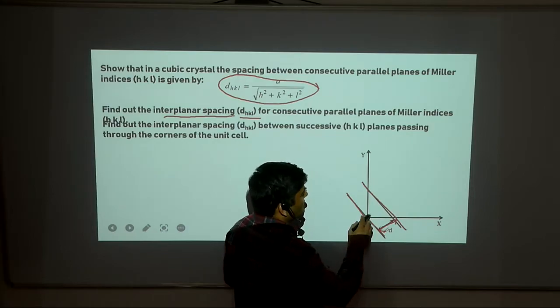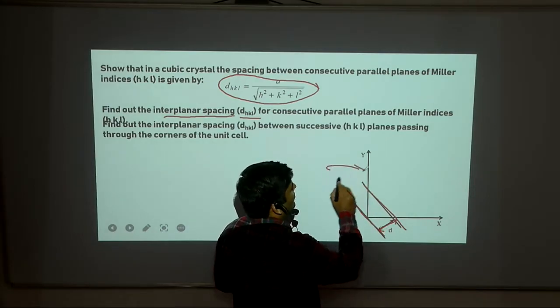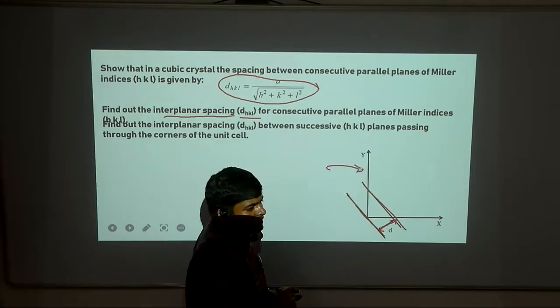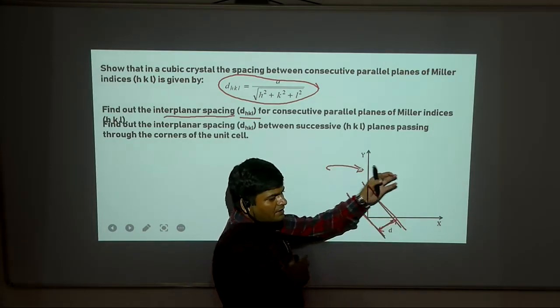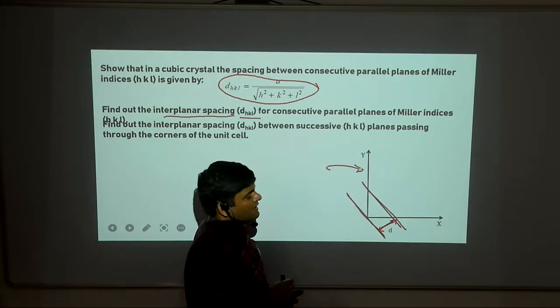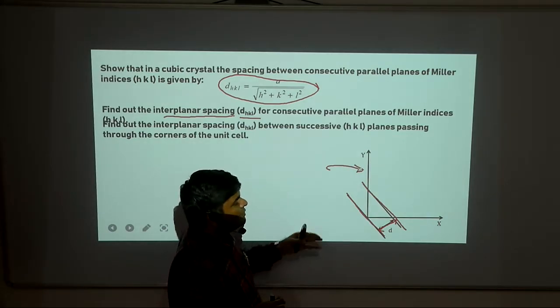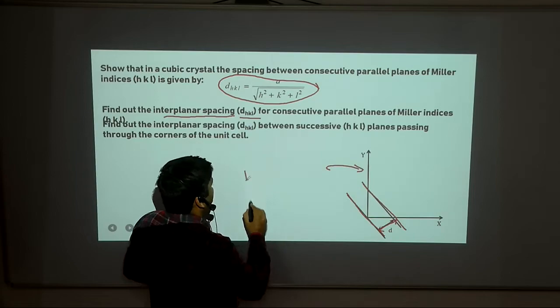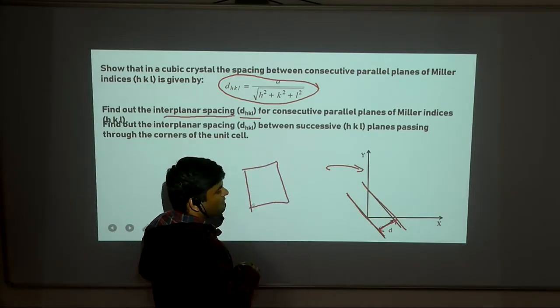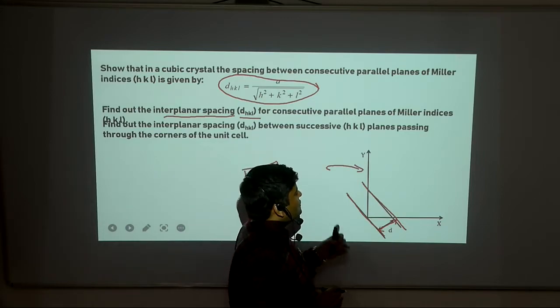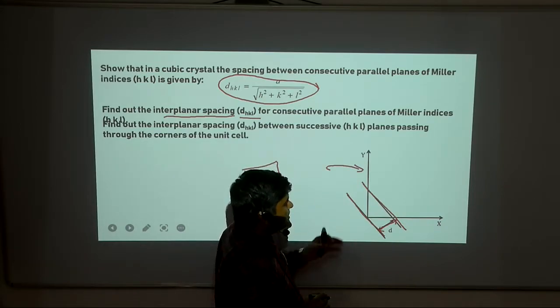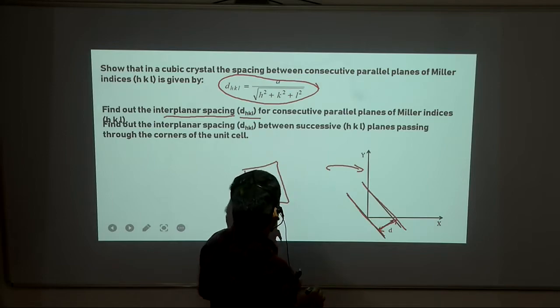These are the planes I have drawn in two dimensions. That's why they appear as lines. But if we rotate the system by 90 degrees, it will become a plane of such a kind, like a square type of shape. So that is called a plane. This is our first consideration.